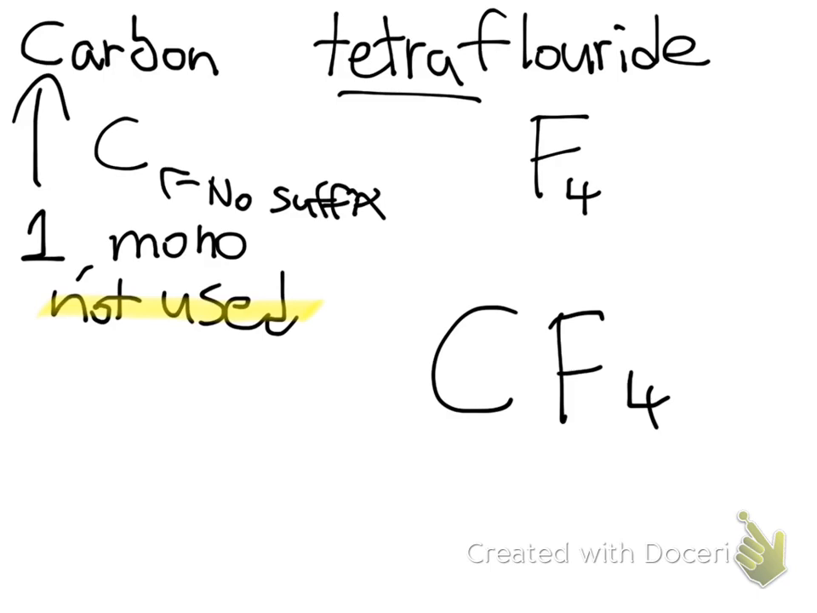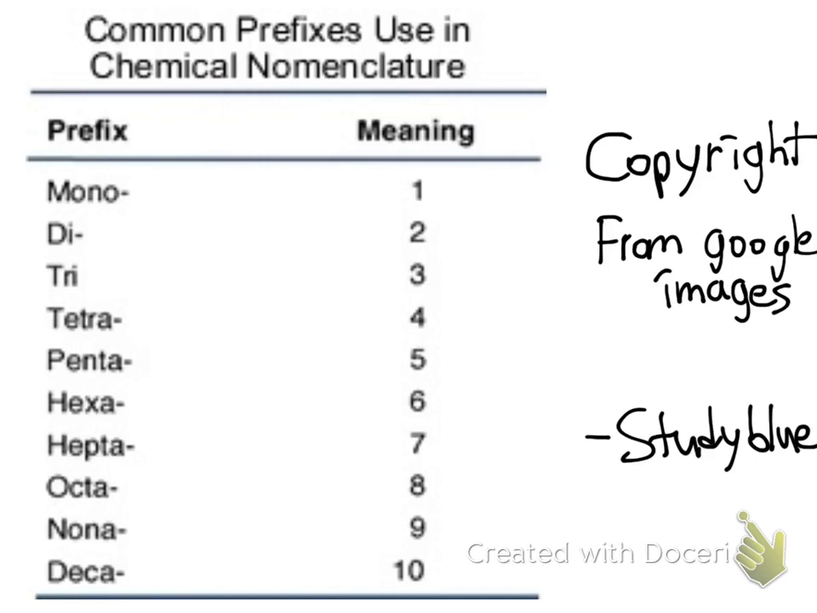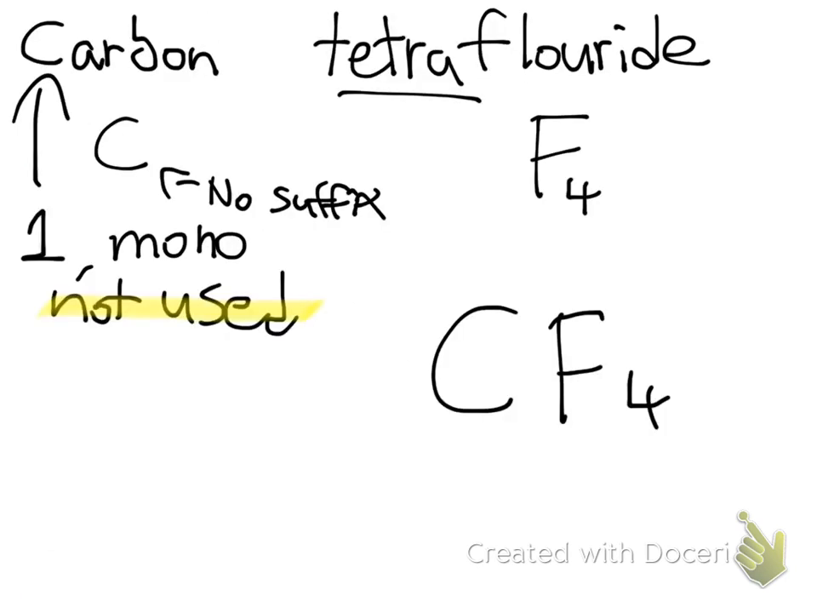And for fluorine, it's fluoride again, because it's the second element and ends with ide. And tetra means 4 if you look at this chart. So there will be a 4 next to the F for fluorine, and this formula will be CF4 for carbon tetrafluoride. If we look at another example, this one will be phosphorus triiodide.